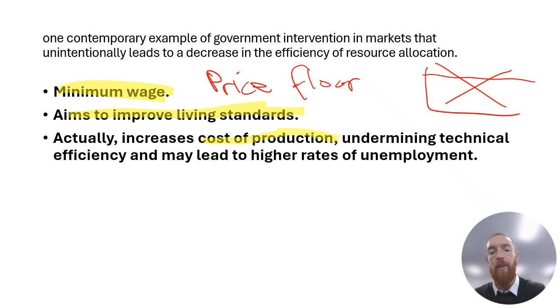But because it increases the cost of production, it undermines technical efficiency and may lead to higher rates of unemployment. You can also argue that this then undermines allocative efficiency because although it aims to give a higher standard of living, there might be higher unemployment and therefore less people are employed and having a good standard of living.